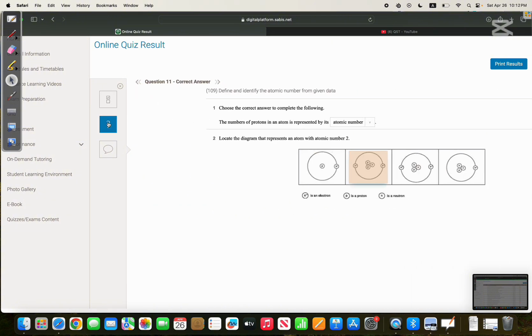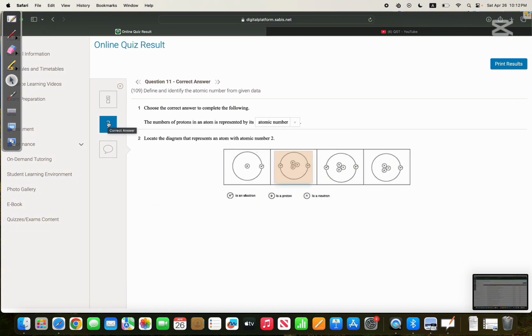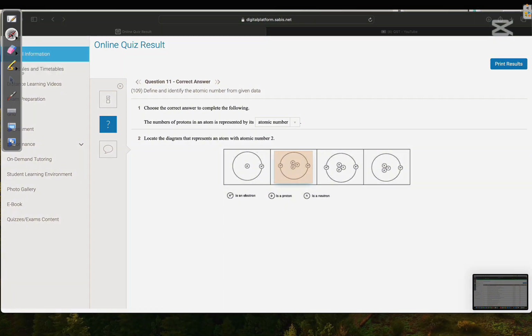Number 11. The number of protons in an atom is represented by its atomic number. Locate the diagram that represents an atom with atomic number 2. Okay, look. So atomic number, as we said here, let me show a demonstration. Here Z is the atomic number, or number of protons, and A will be the amount of nucleons. Nucleons are protons and neutrons added together.